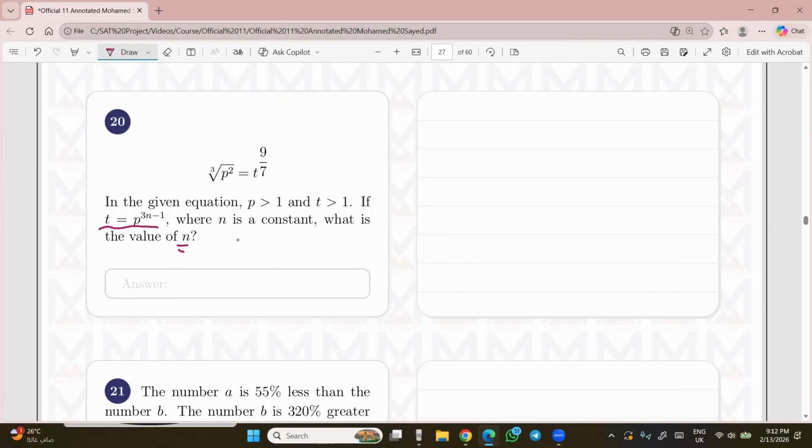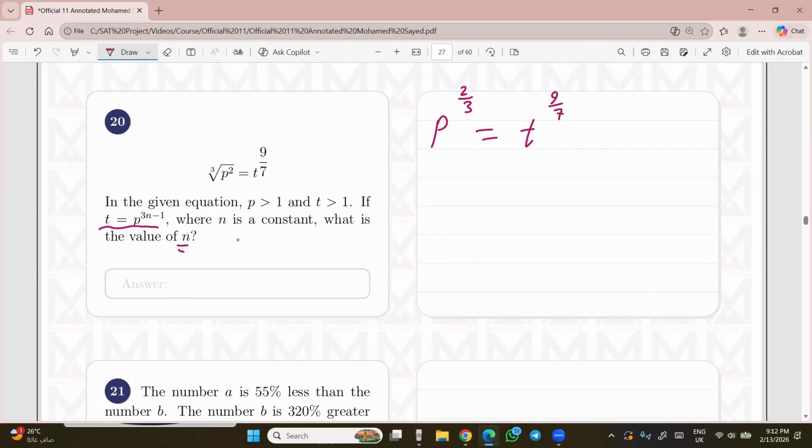Yes. How can we answer this question? We can just change this to be an exponent with a fraction. I mean, b should be written as 2 over 3 in the exponent, equals t to the power of 9 over 7.